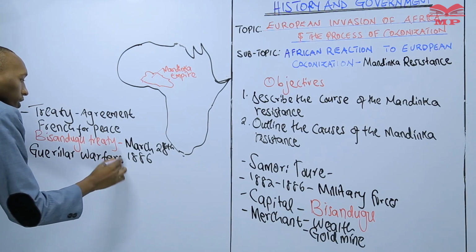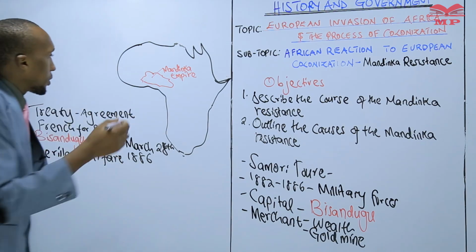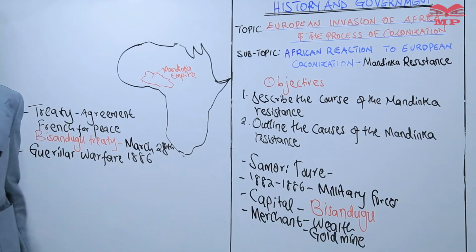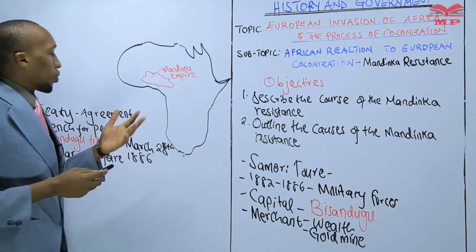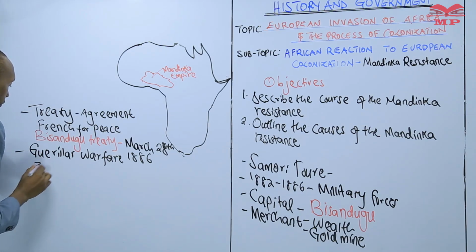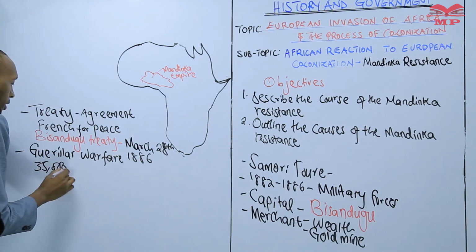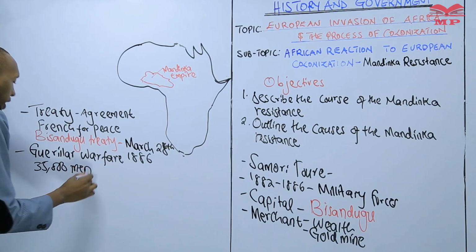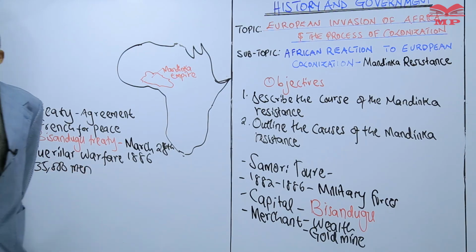After he discovered that the French were really coming against him and occupying most of his territory, he resorted to guerrilla warfare. He had an army of around 35,000 men.